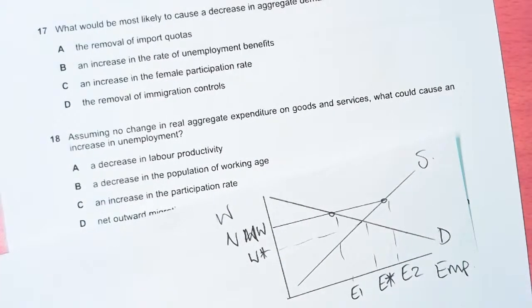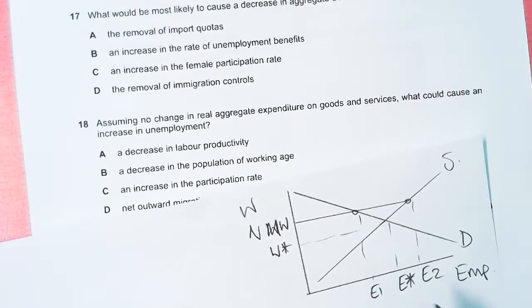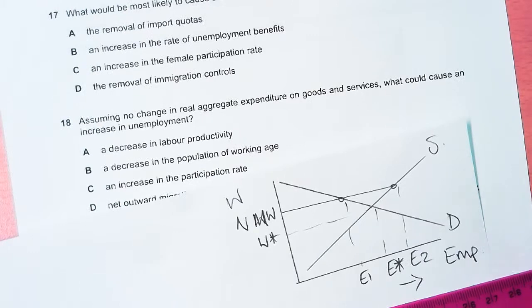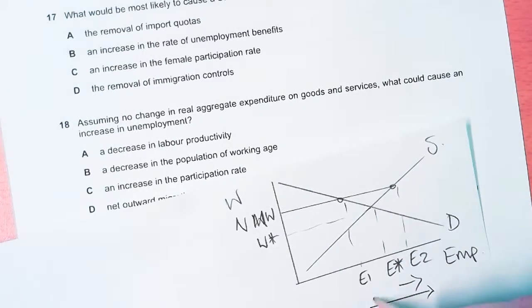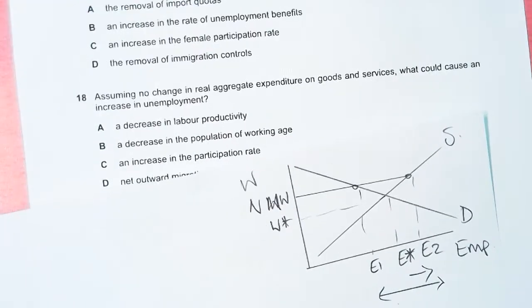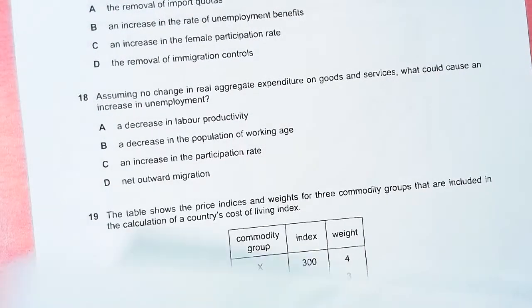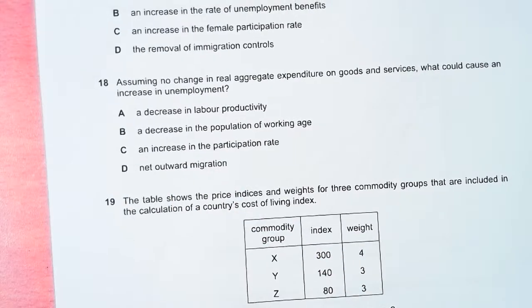So based upon that, we can see that there's an increase in the participation rate from E star to E2, and that actually prompts an increase in unemployment in this circumstance between E1 and E2. The participation rate seems to fit quite nicely there. So the answer would be C.